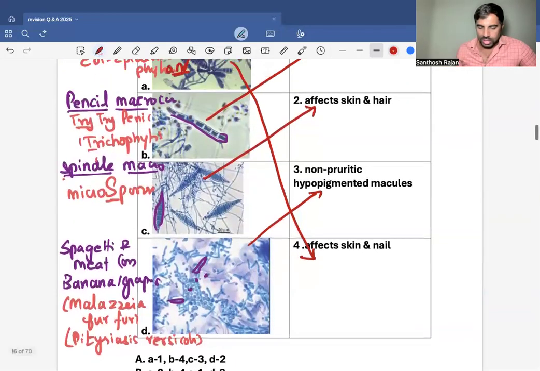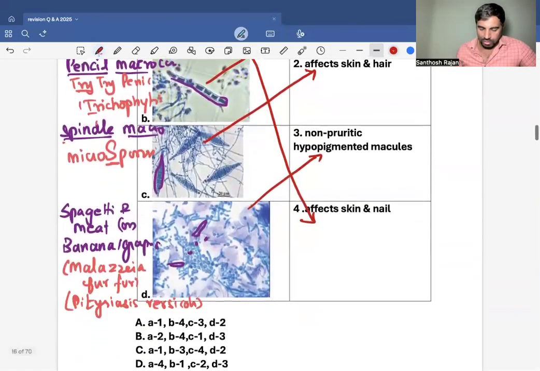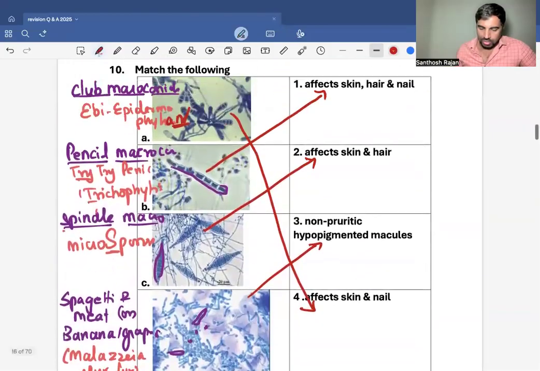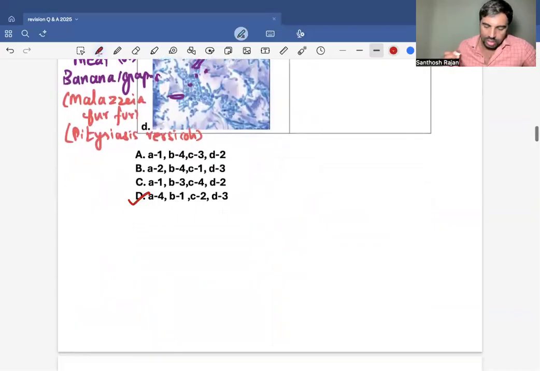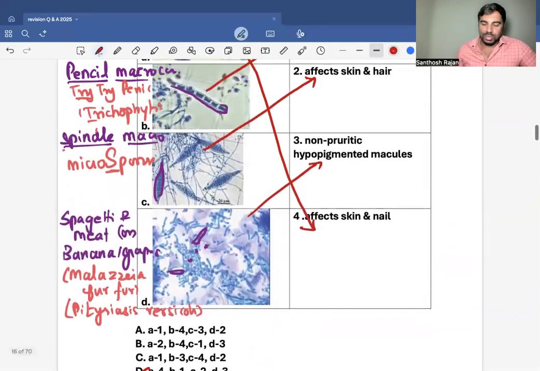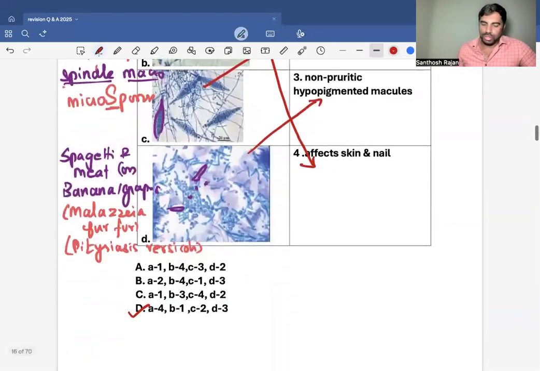So this way you can mark the answer. A is 4, B1, yes, right. That is only one option, option D. Okay, very simple. In this way, you'll get one question for sure in this topic. So be ready with that.